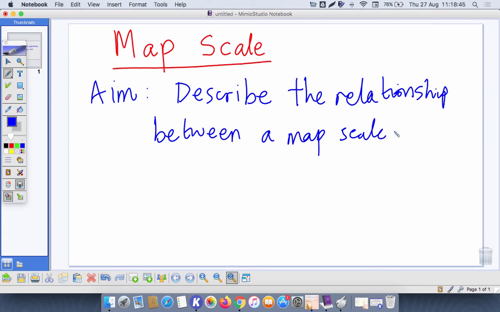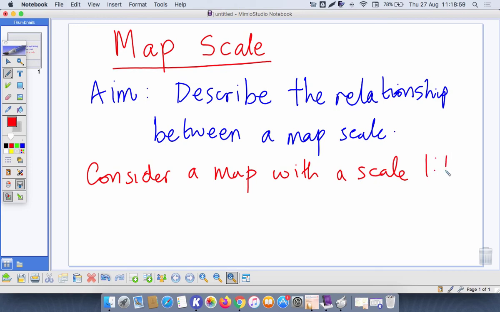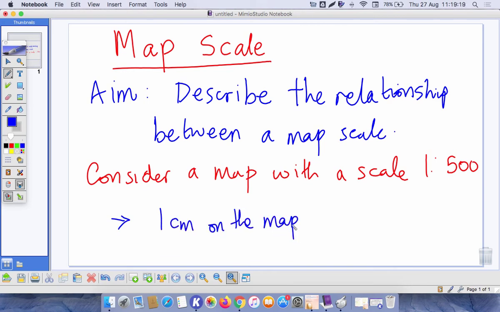So let's take an example. Consider a map with a scale of, let's not use 100, let's use 500. 1 to 500. Now, from our previous lessons, we learned that this means that 1 centimeter on the map is 500 centimeters on the ground.